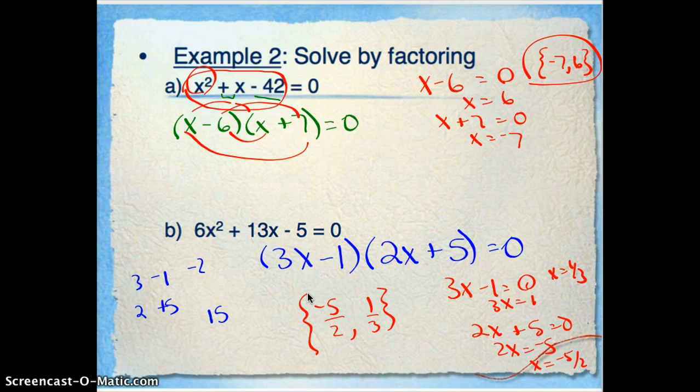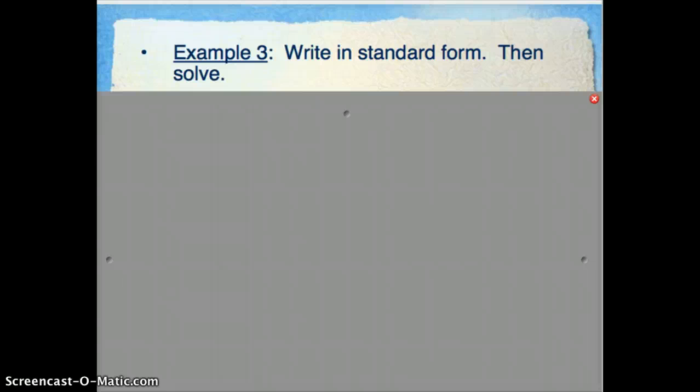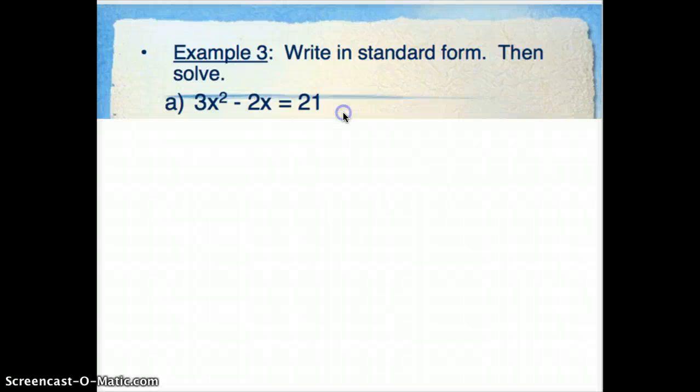Okay, so those are my two solutions. X could equal either of those. All right, so you're going to see, I thought maybe factoring from chapter 9 was over, but oh no, it's not. Okay. So sometimes they aren't going to already be set to 0. I'm going to want you to write them in standard form and then solve it.